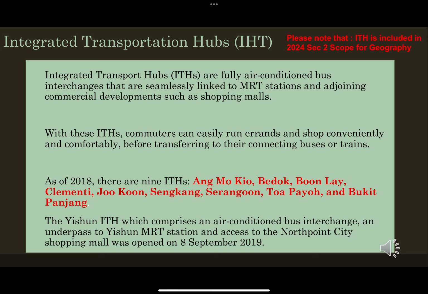As of 2018, there are 9 integrated transport hubs, and they are Ang Mo Kio, Bedok, Boon Lay, Clementi, Joo Koon, Sengkang, Serangoon, Toa Payoh, and Bukit Panjang. The Yishun Integrated Transport Hub, which comprises an air-conditioned bus interchange, an underpass to Yishun MRT station, and access to the North Point City Shopping Mall, was opened on 8 September 2019.